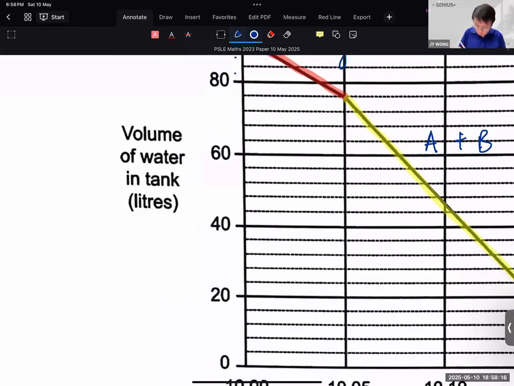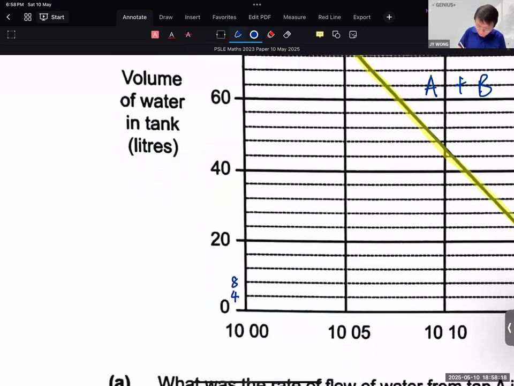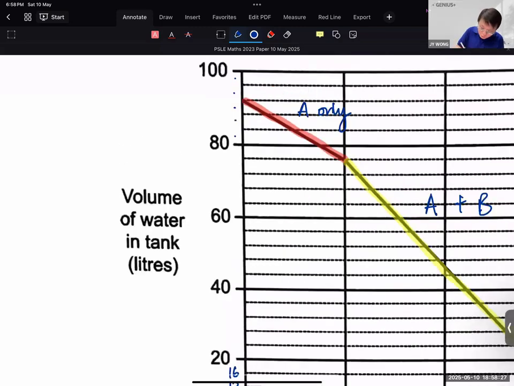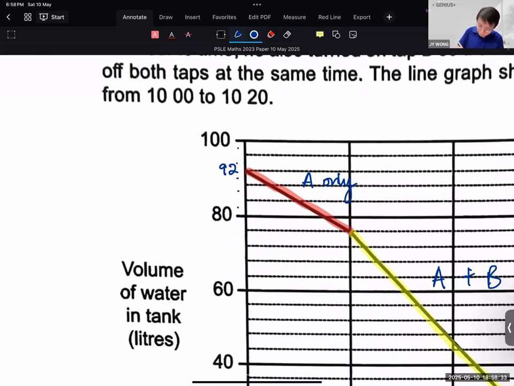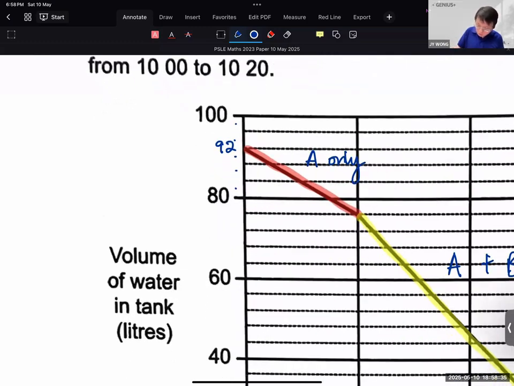So again, another common mistake. You need to know that 1 interval here is 4. There will be some students who tell me 1 interval is 5, which is wrong. So make sure you count your intervals properly. So this amount here at first is 92. Right? When tap B got turned on, this is 76 now.